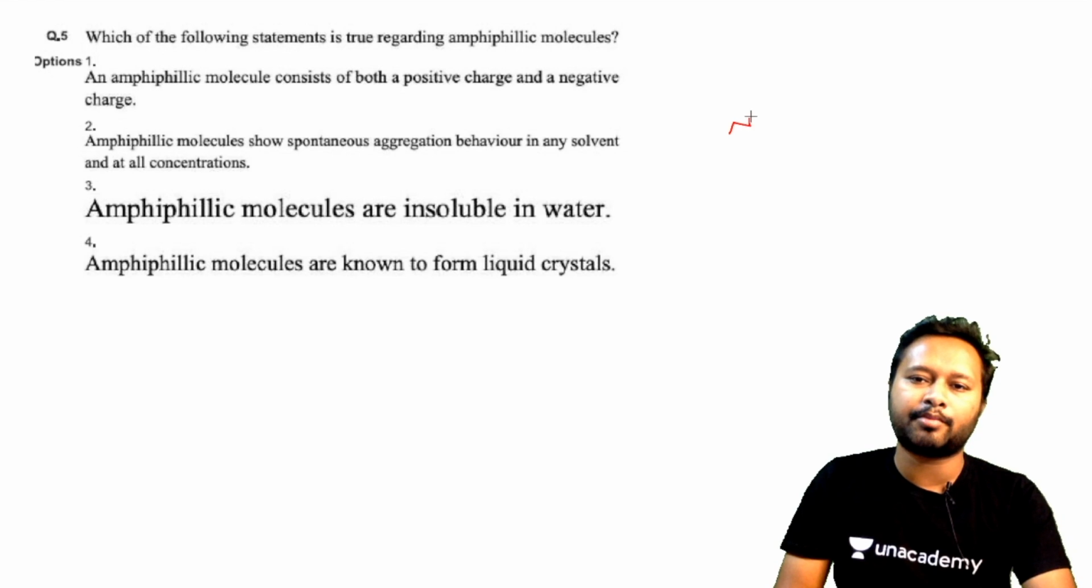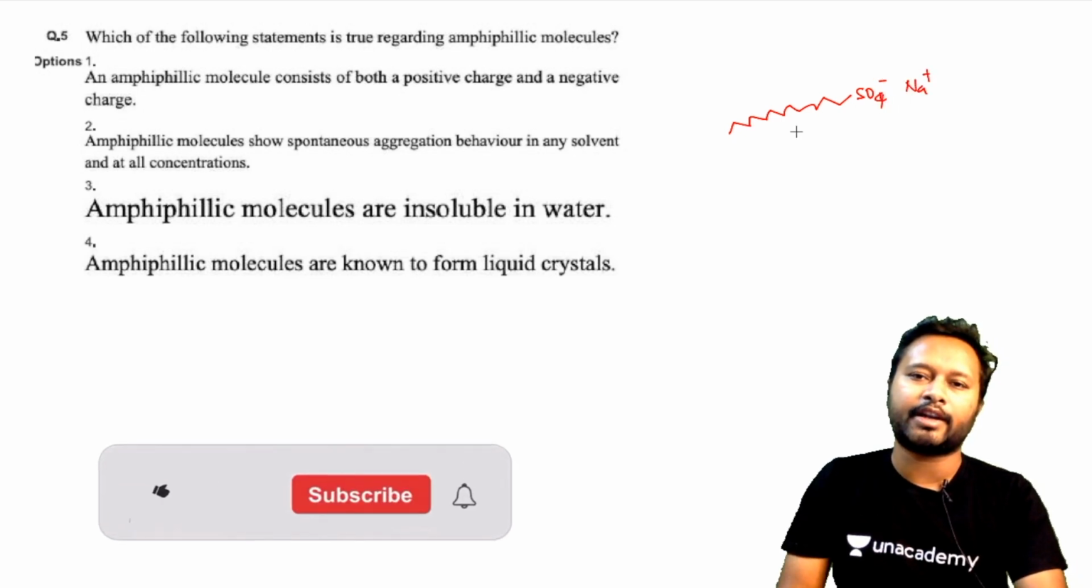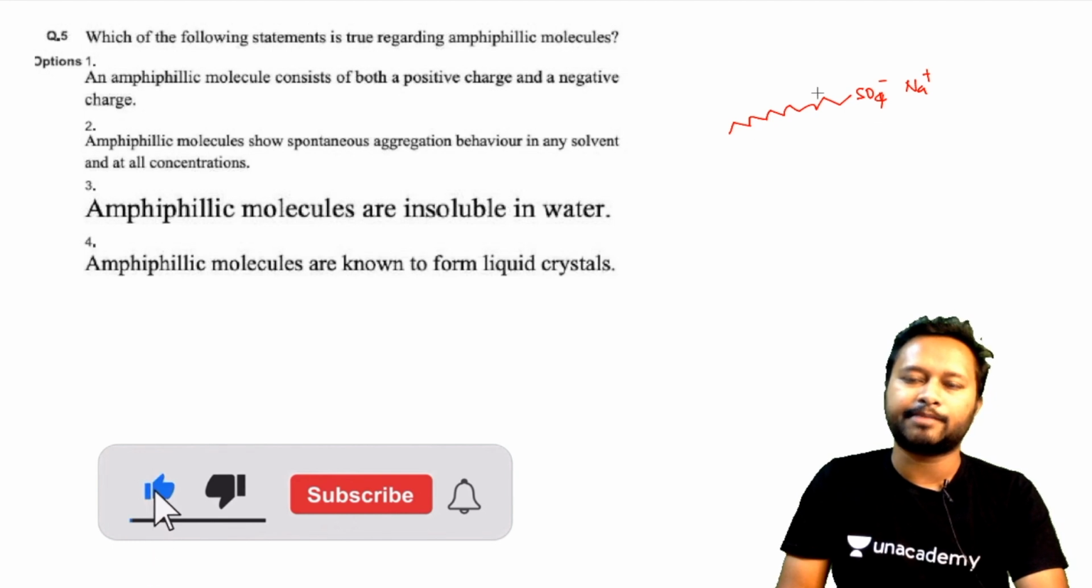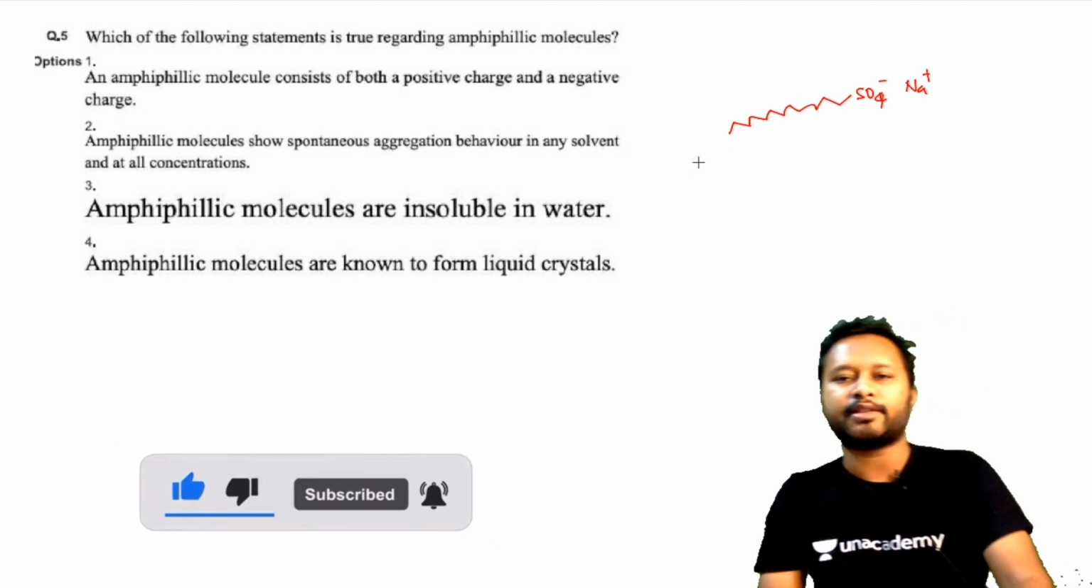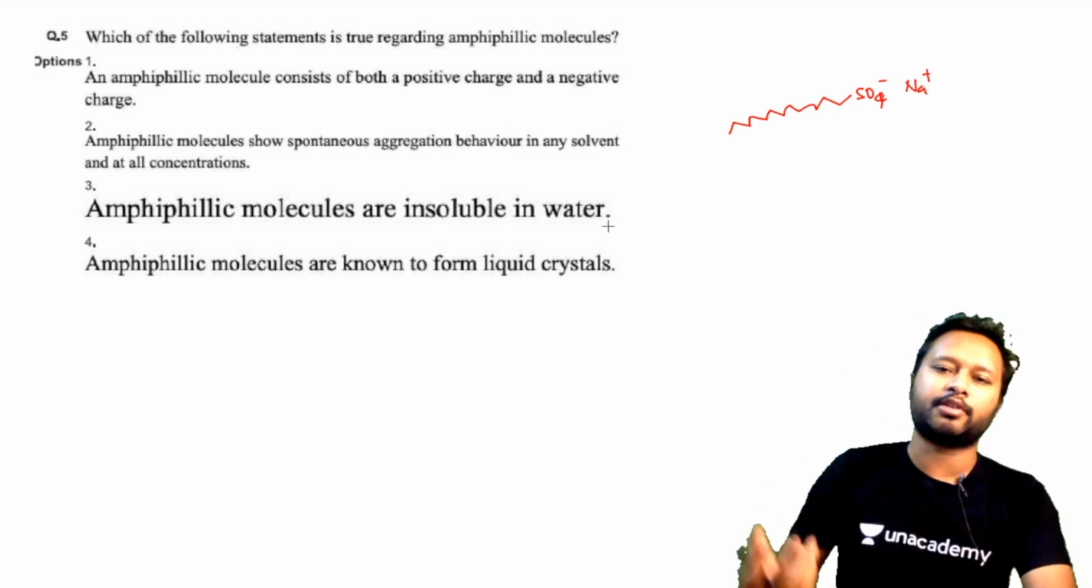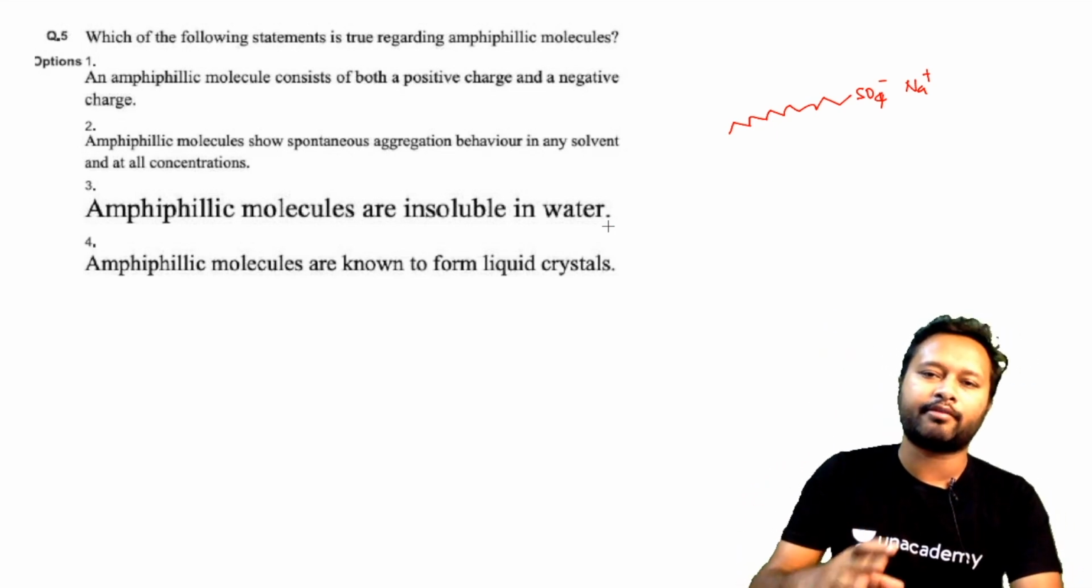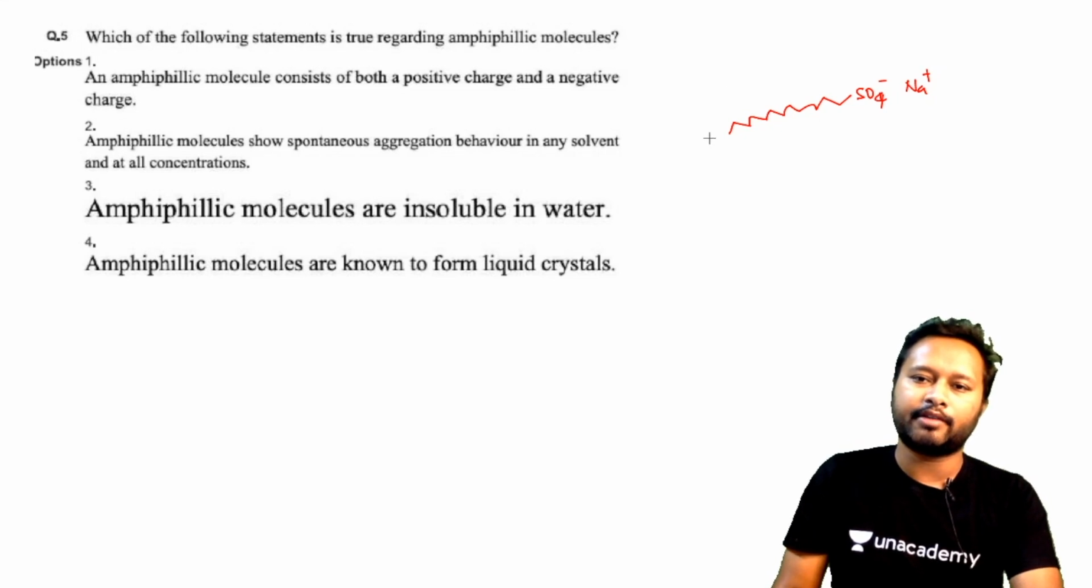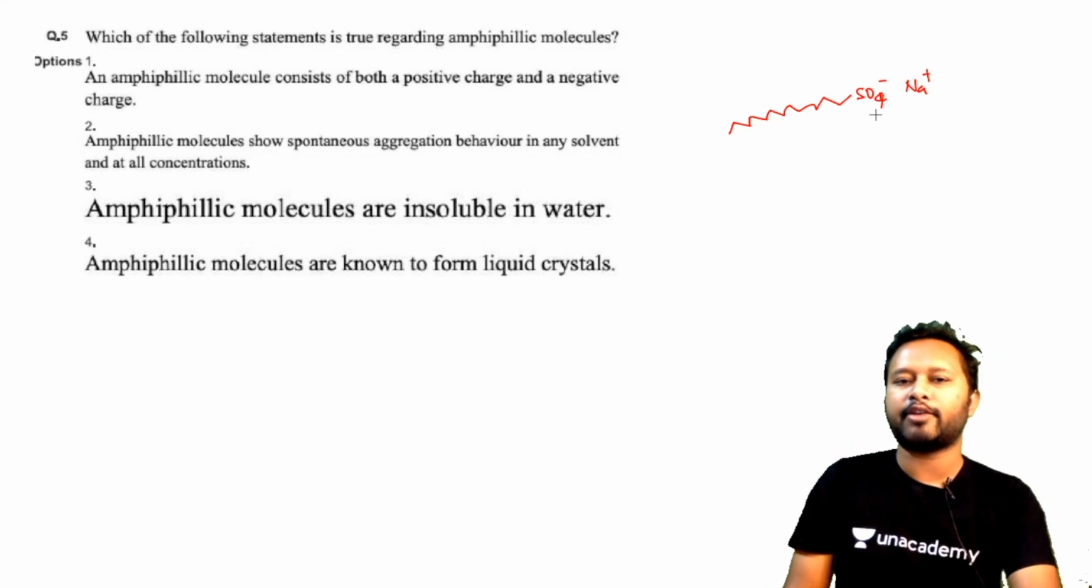So the best example of this is any sodium salt which you have seen. Let's say SO4 minus and Na plus. So this is the sodium salt of a fatty acid. It forms micelles, right? So micelles and all the polymers, whichever polymers are going to have two ends, one hydrophilic and one hydrophobic. So here this end acts as the hydrophobic end, this as the hydrophilic end.